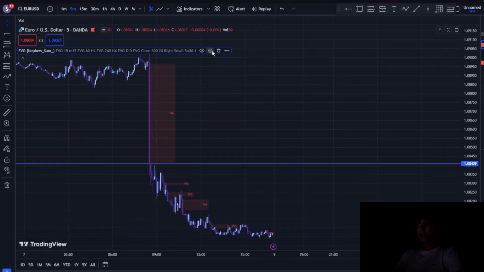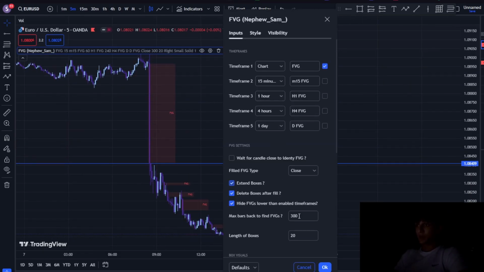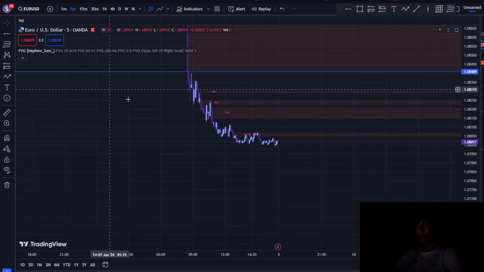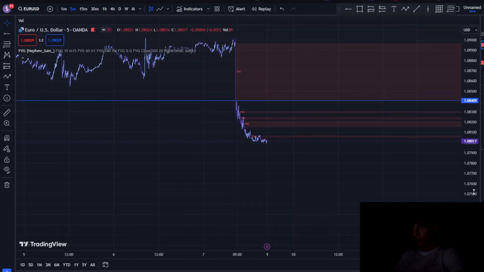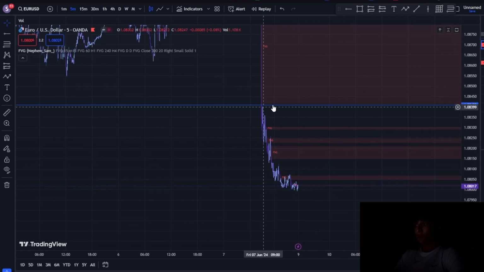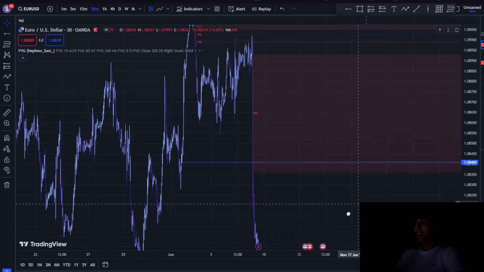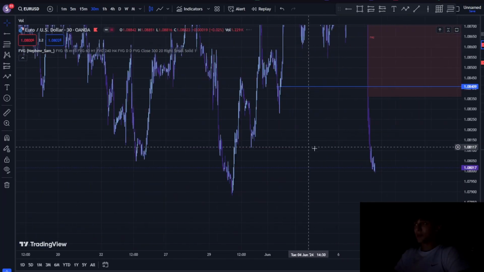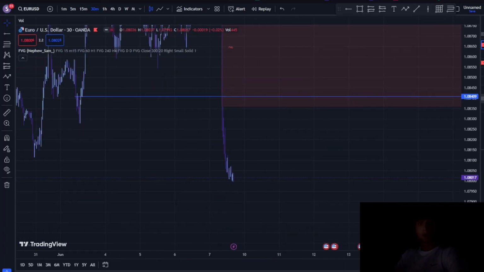And one thing I like to do in this setting, it says extend boxes. I extend the boxes, because it just helps me visualize it better. All right, so look, there are so many FVGs that we missed. You guys got it. Here's like 30 minutes. It changes from time frame to time frame. And boom, now it just made your life a lot easier.